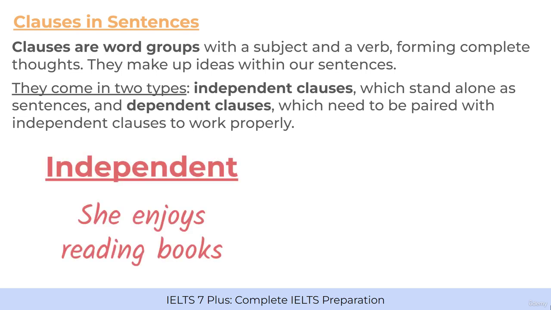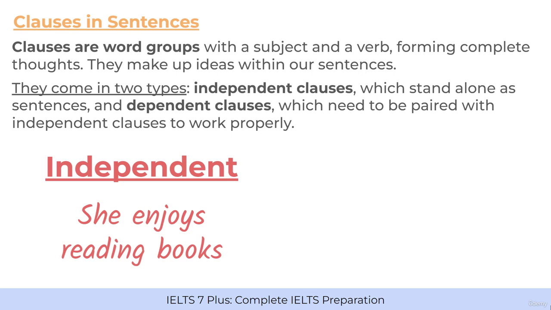Independent. She enjoys reading books. She, subject, enjoys, verb, reading books is our noun phrase. Here people will be a bit confused. They say, well, isn't reading the verb? Well, actually in this example, in this independent clause, reading books is the activity. It's like a noun, reading books, the noun phrase. So there we go. Needs a full stop on the end. It's an independent clause. It's a full idea. It doesn't need anything else, but we could add extra information within this sentence if we like.